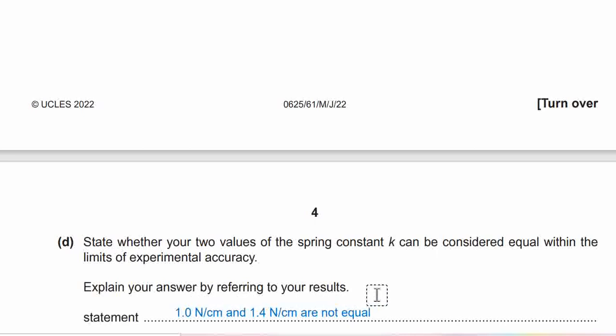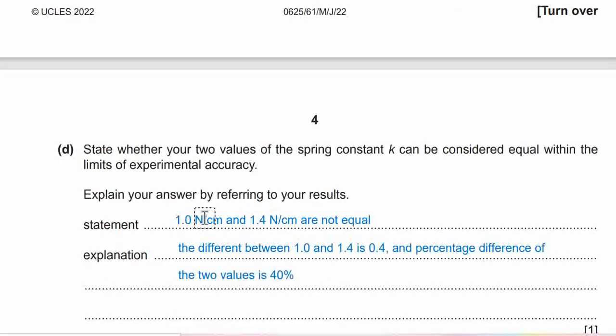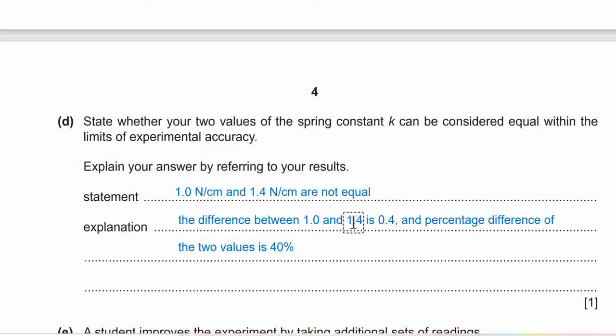They are not equal because it's different by 0.4. So 1 and 1.4 newton per cm are not equal. The difference between 1 and 1.4 is 0.4 if we subtract, and the percentage difference of the two values is 40%. It's quite a lot. So that will be our answer.